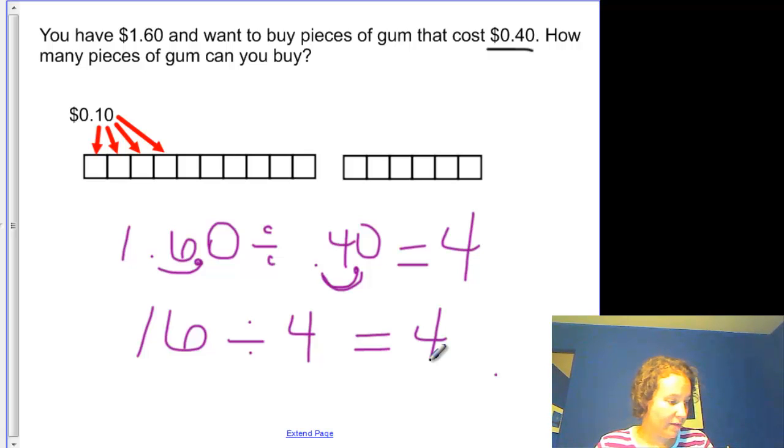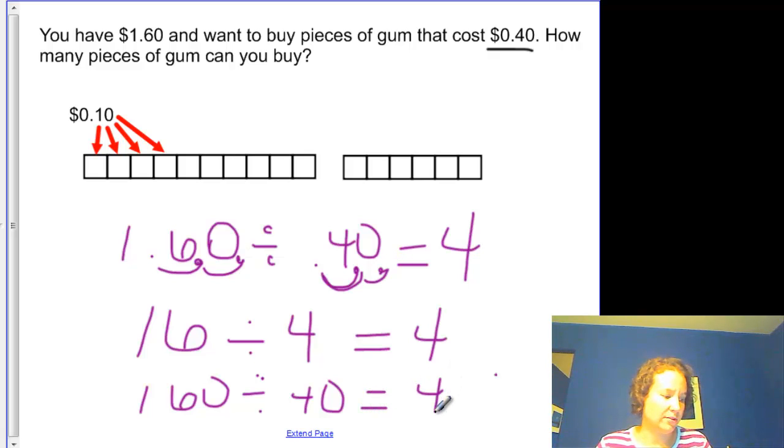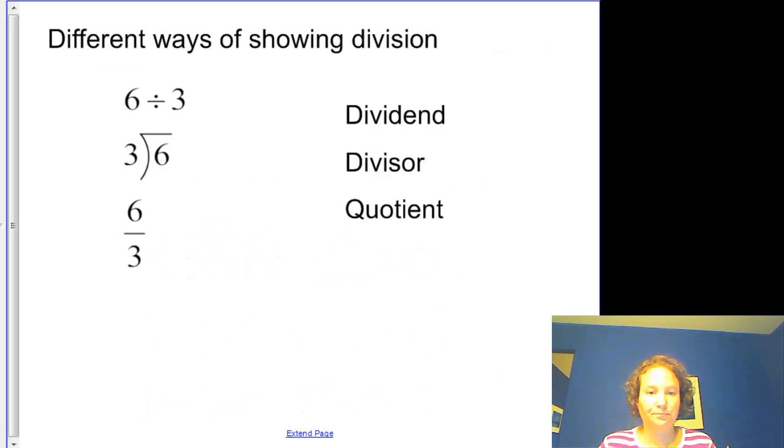And if I did 160 divided by 40, which I could get by continuing to move my decimal point one more place to the right, I would get the same answer again, 4. So you can move your decimal point around as long as you move it the same number of places in both numbers when you're doing a division problem, and you will still get the same answer. That's going to be useful for us later on when we talk about how to actually do these division problems.